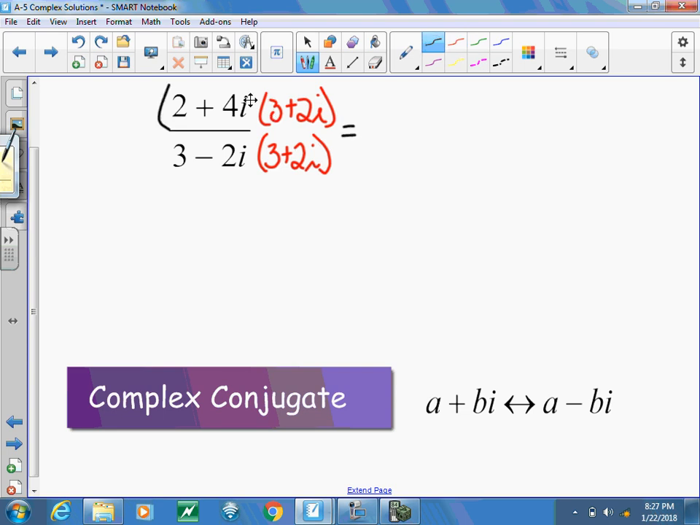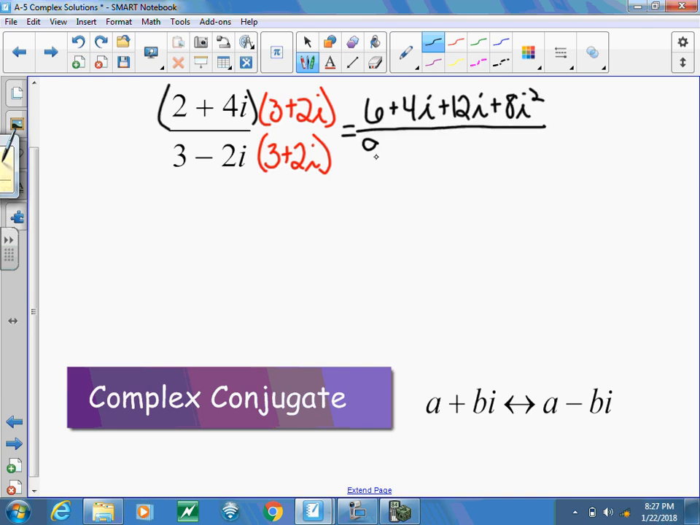You would need to FOIL this out. So the first terms together, 2 times 3 is going to give us 6. 2 times 2i would give us 4i. 4i times 3 would give us 12i. And 4i times 2i would give us 8i squared.